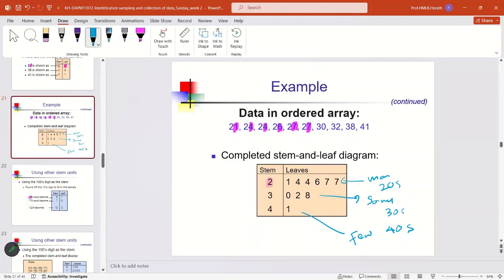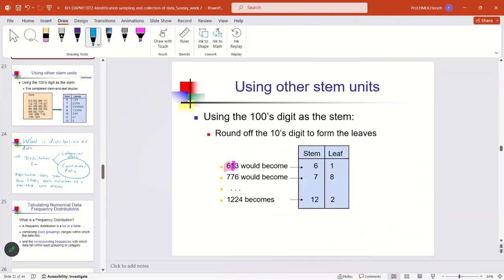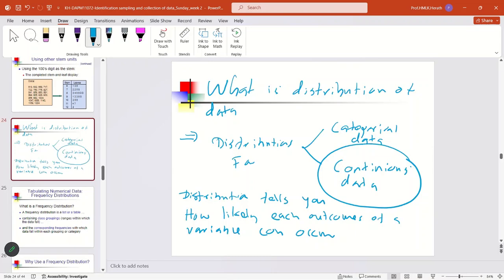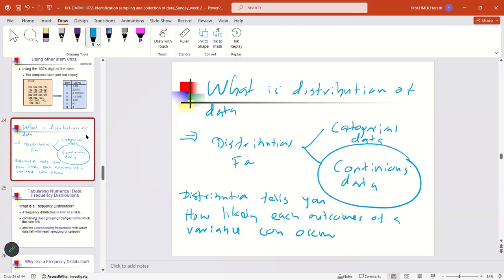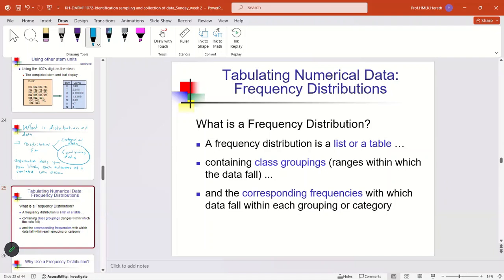So this is what it says by the distribution of a set of data. Okay. So let's talk about tabulating numerical data by means of frequency distributions. So I explain what a frequency distribution is. I have already explained what a frequency distribution is. Okay, now you know it.